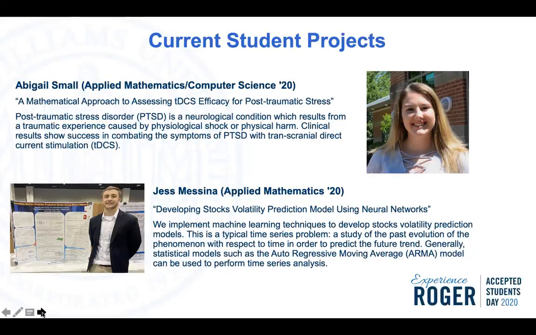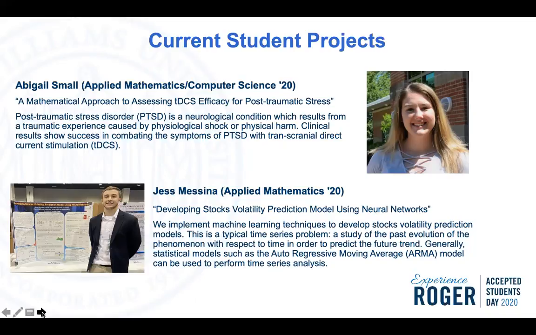So this is a project in data science. So he was working on developing stock volatility prediction models using neural networks. This is again something to do with what do you do with big data sets and how do we use statistics and big data sets to analyze the stock market.